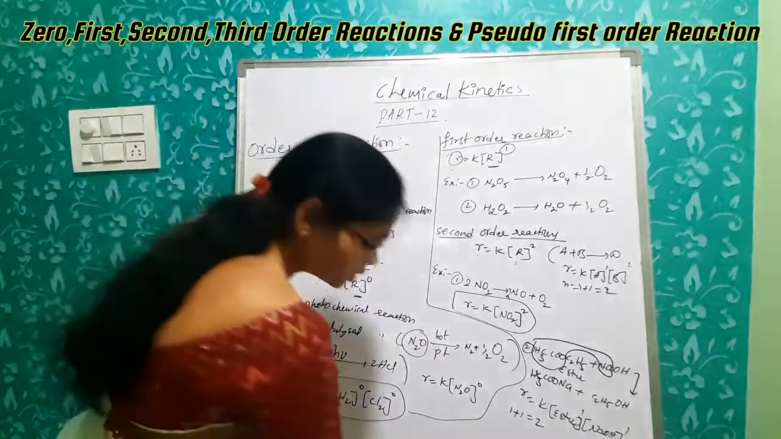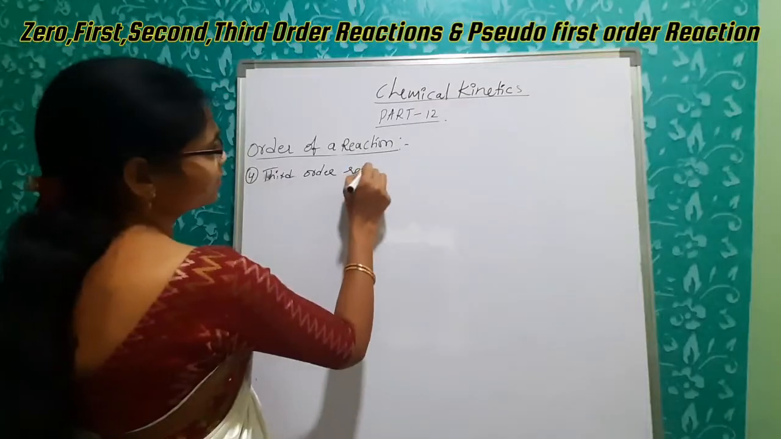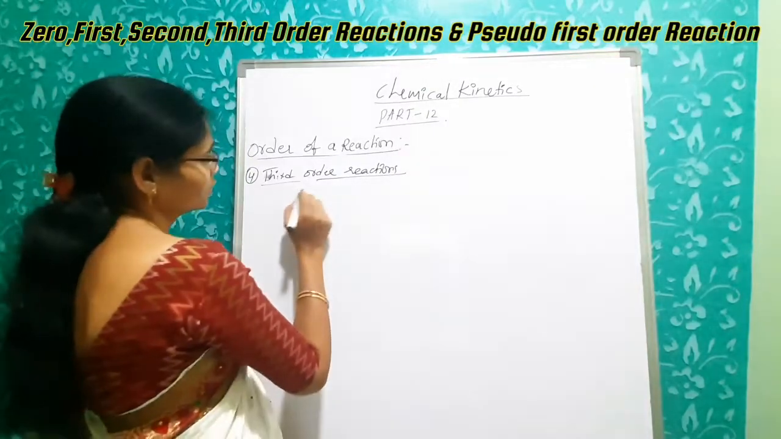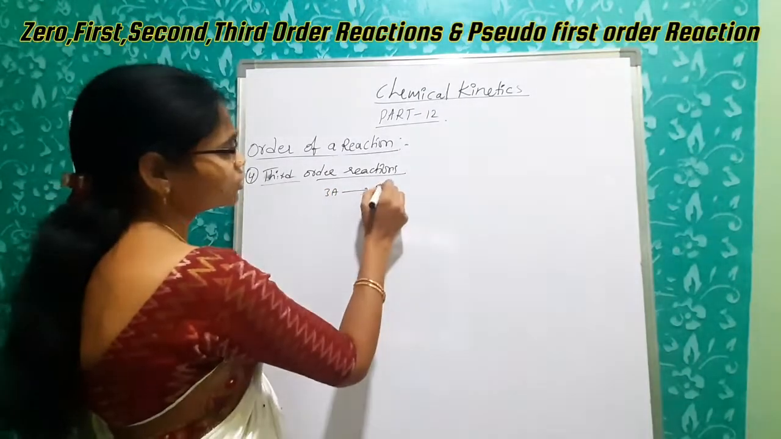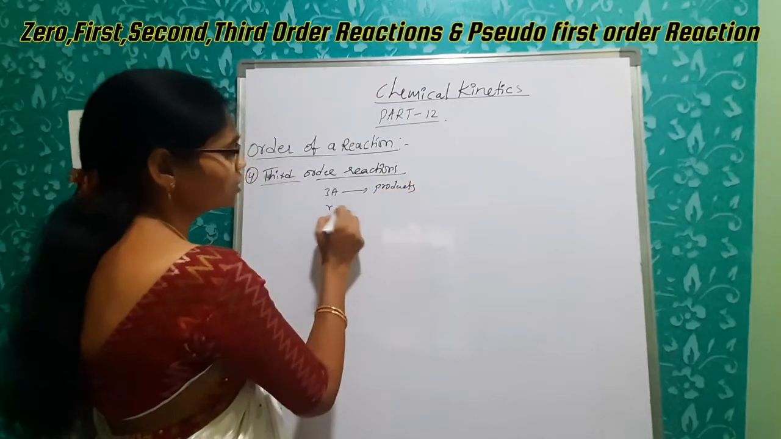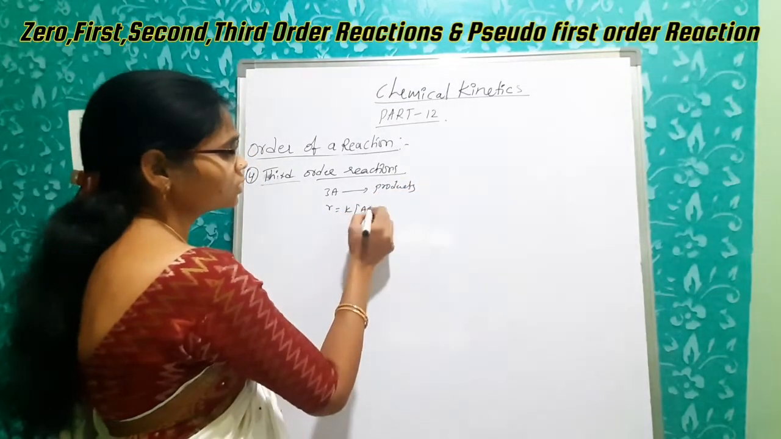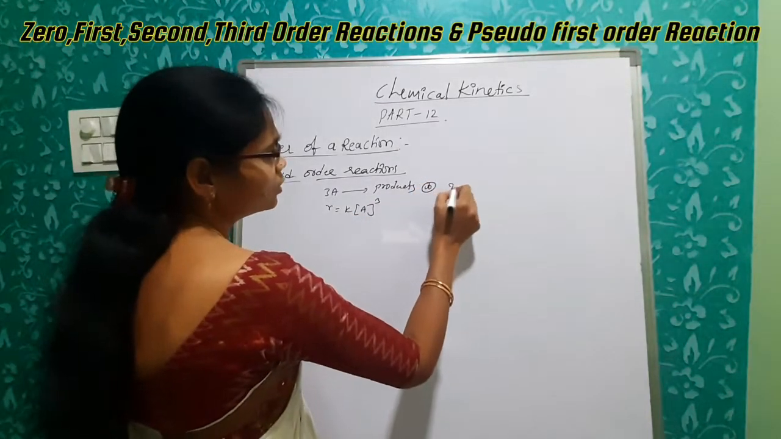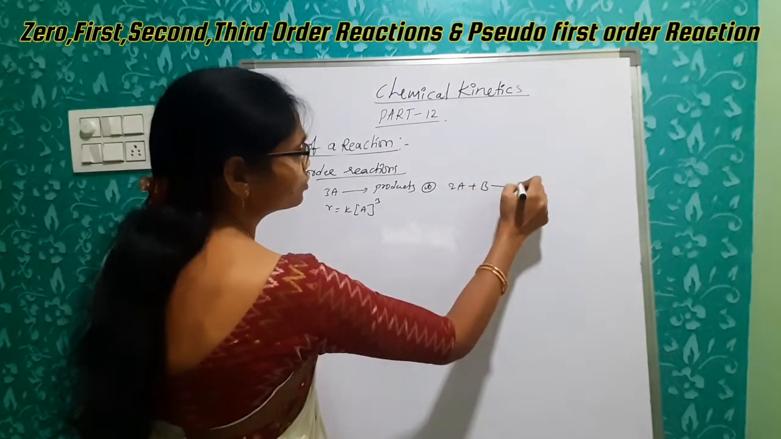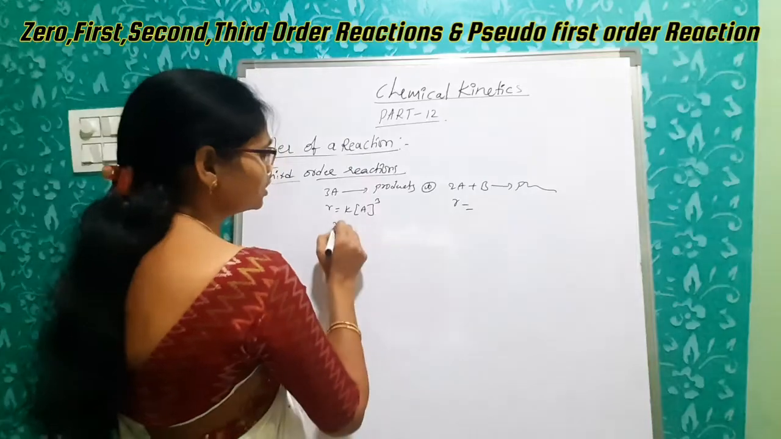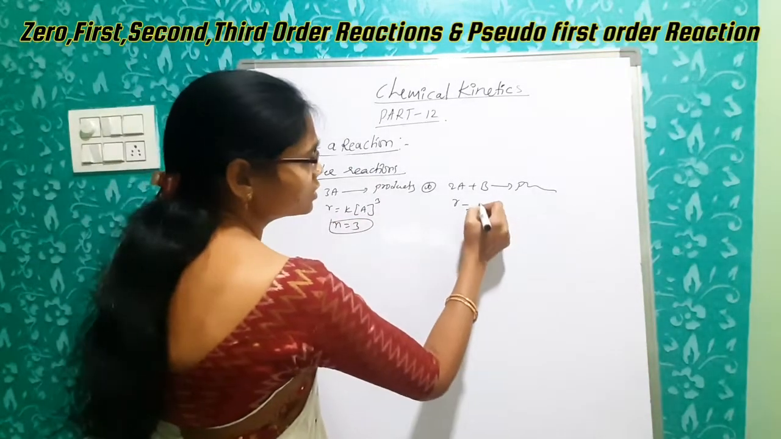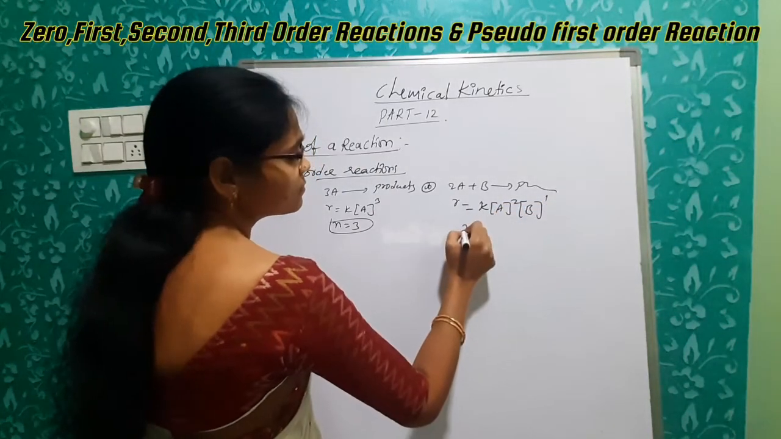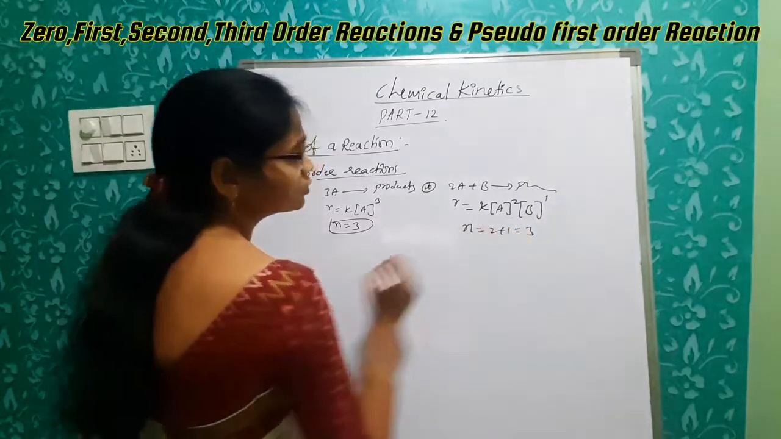Okay, now third order reactions. Simply here, maybe 3 moles of A gives rise to products. Then R is equal to K into concentration of A power 3. Or another possibility, 2 moles of A and 1 mole of B give rise to products. So here also the order is 3. Here also R equals K A power 2 B power 1. n is equal to 2 plus 1 is equal to 3.